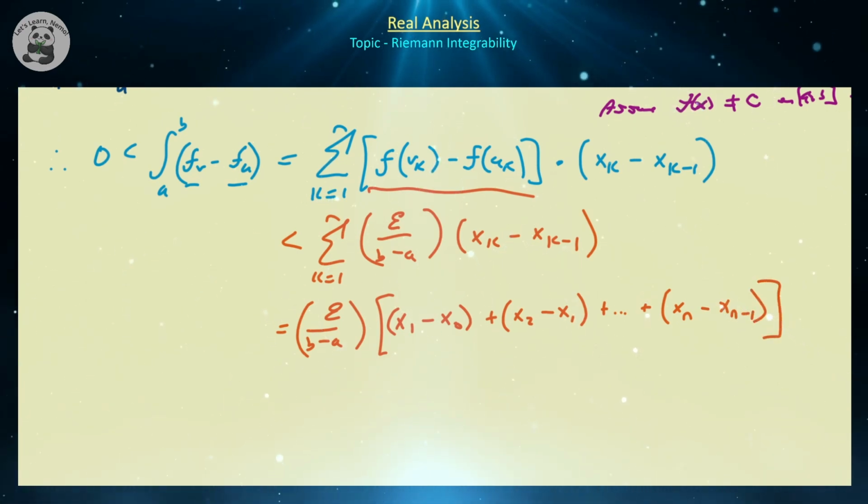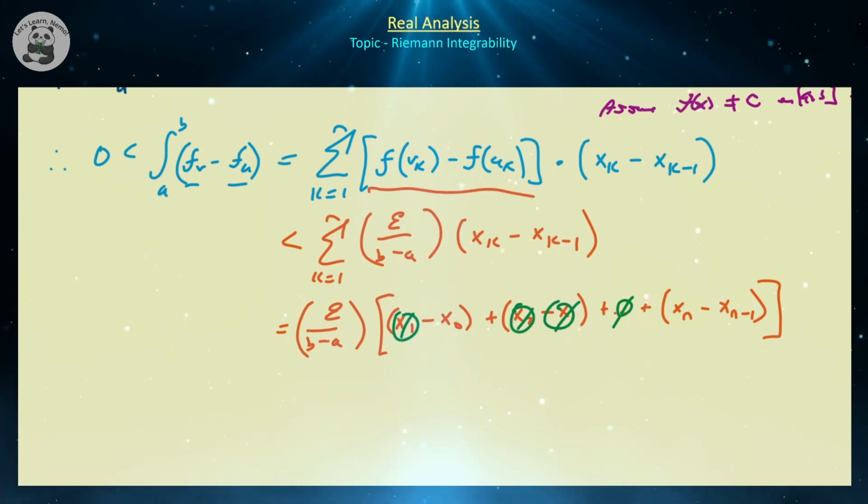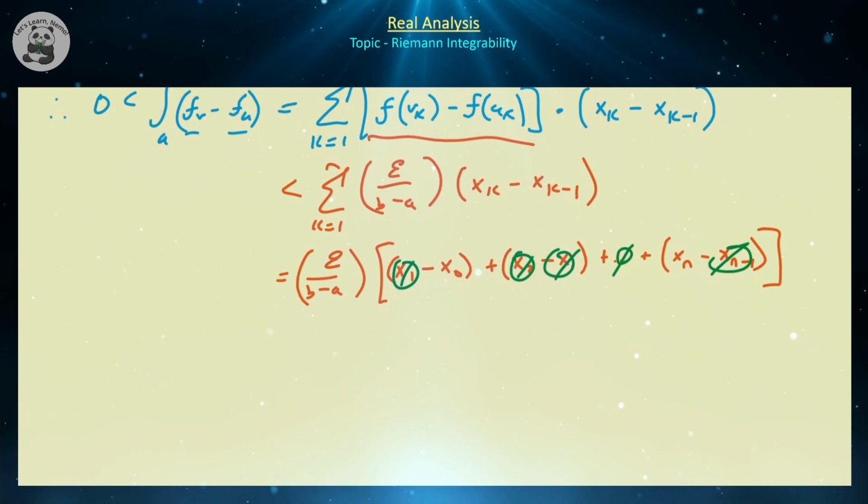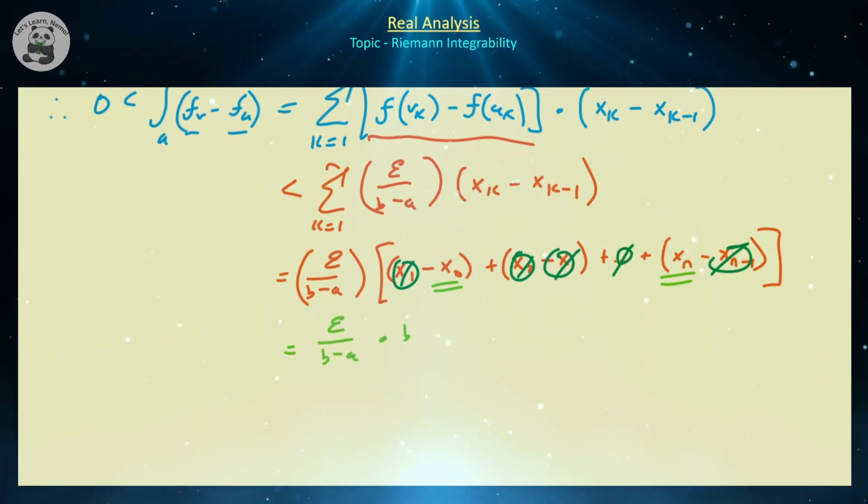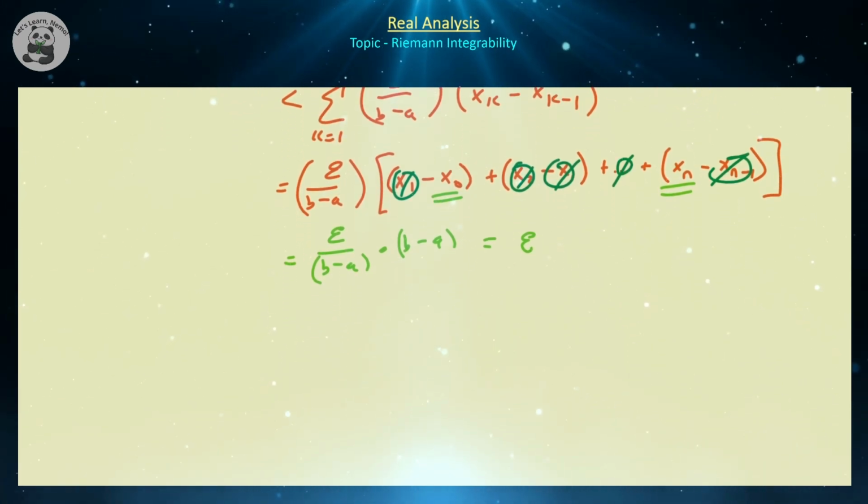If you notice, we do have a telescoping series, because we have our x_1 here, our x_1 there, our x_2, and the next one, and that continues all the way down to x_{n-1} canceling, and then we're just left with x_n minus x_0, which is b minus a in disguise. So that's equal to epsilon over b minus a times b minus a, which, as we already know, just cancels to epsilon. So that's what we have here. If that is the case, then what do we know?